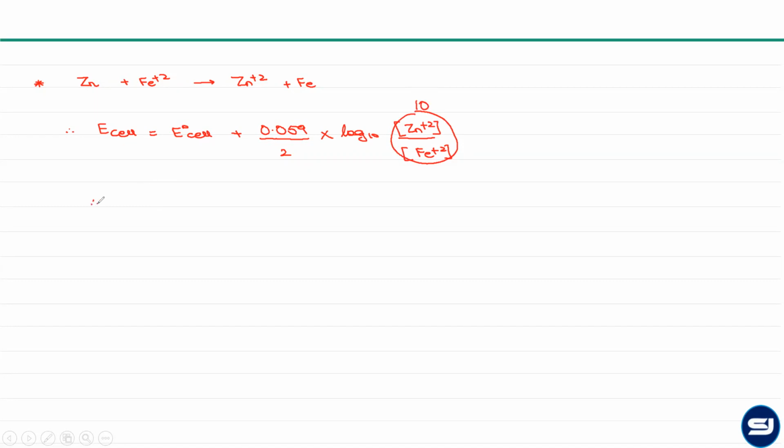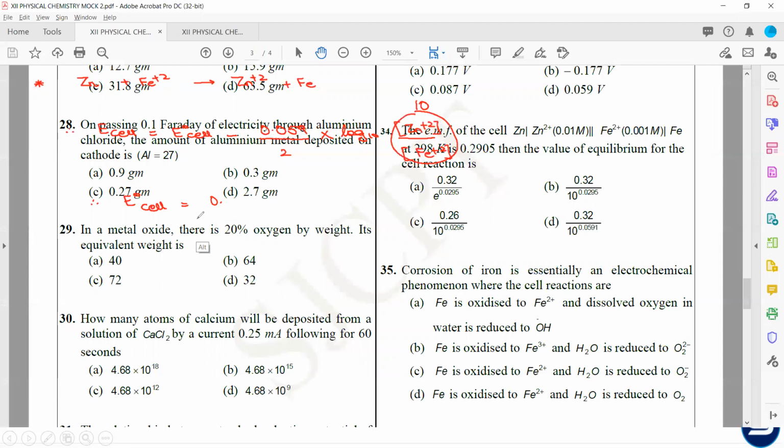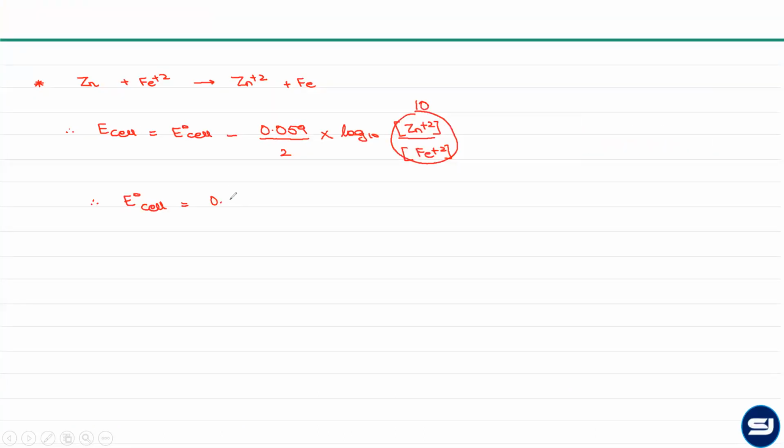So here the E naught value will be equal to, sorry, it's minus, right? So E of the cell is given as 0.2905 and plus 0.03, take it approximately, because this is approximately 0.06 by 2. If 0.03 is taken, this will become 0.3205 volts.